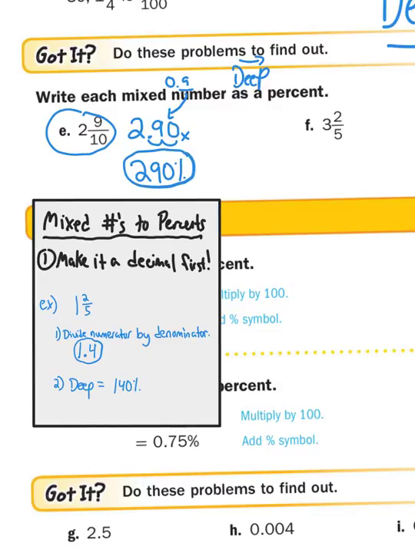All right, so now if you had that one good, we want you to get F. If you didn't, think what you did wrong. And remember, the steps are right here in your foldable. So it tells you what to do. Divide numerator by denominator and then DEEP. So do those two things. Now I want you to pause the video and do F by yourself. Go.